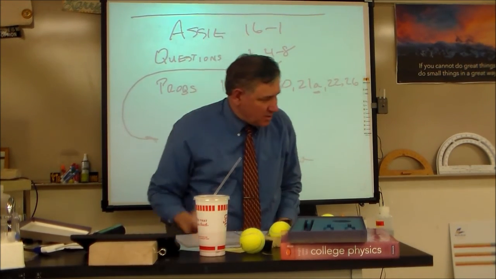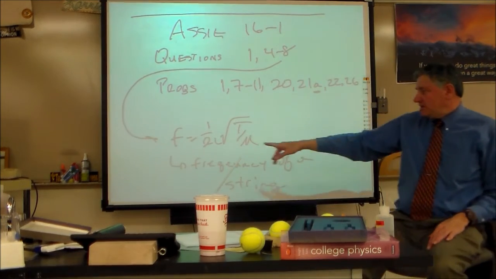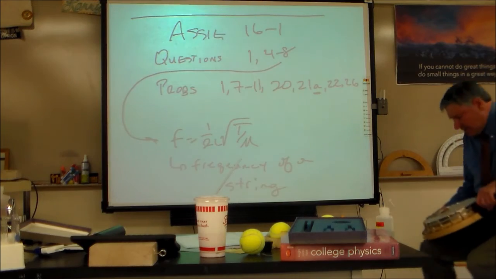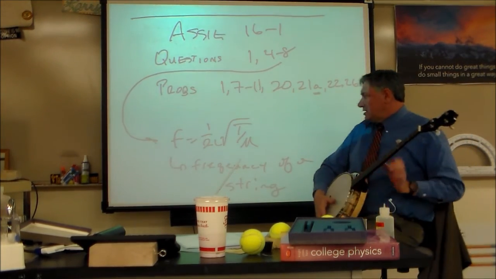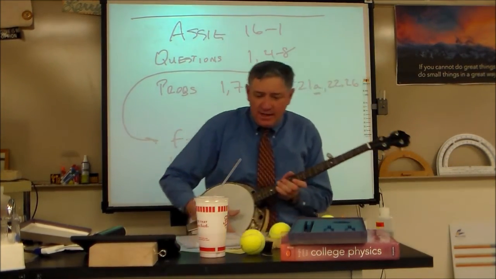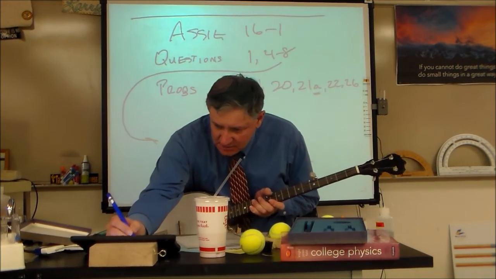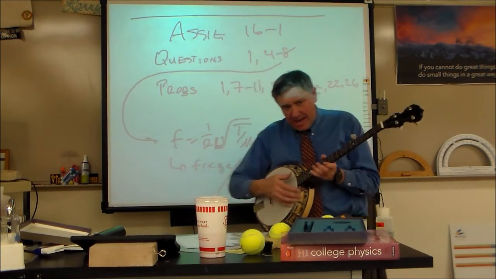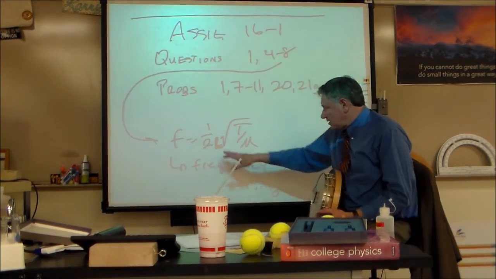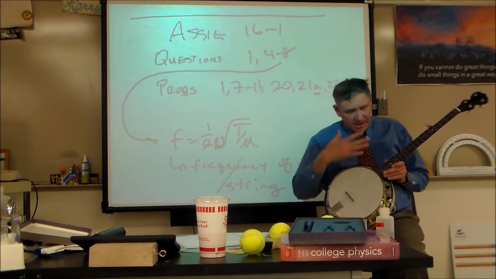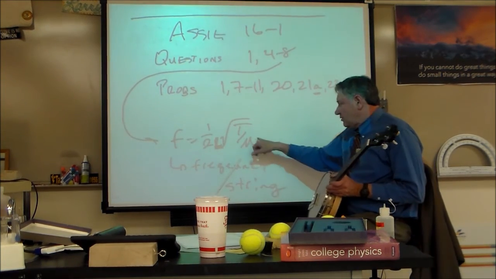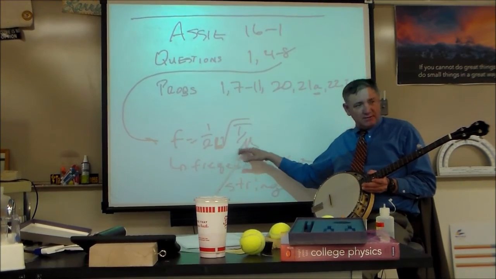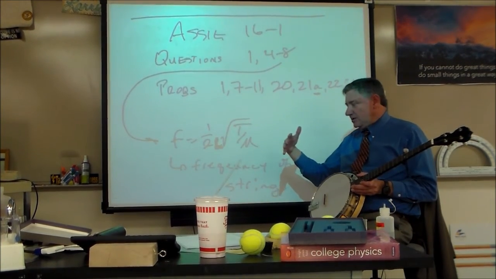So on some of these questions, you're going to need this formula that's in the book. What it's referring to is the tension on a string, and that's 2 times the length. So here's what's going to happen. If you look at a banjo, or any stringed instrument, this is the μ that we talked about. That's the mass per unit of length, so that's a fixed value depending upon the string.